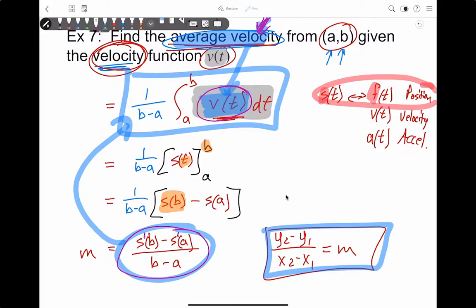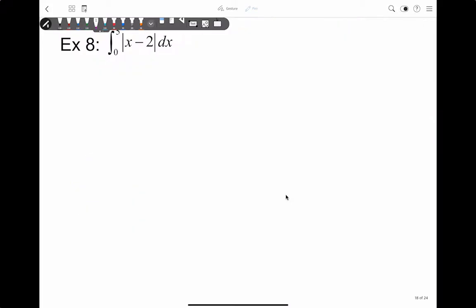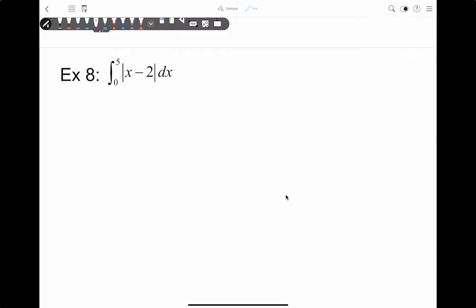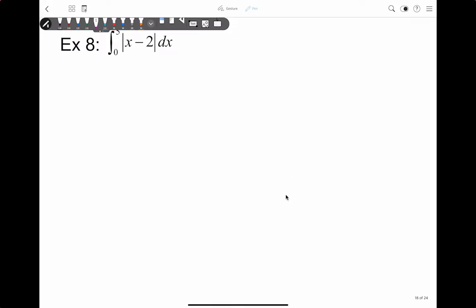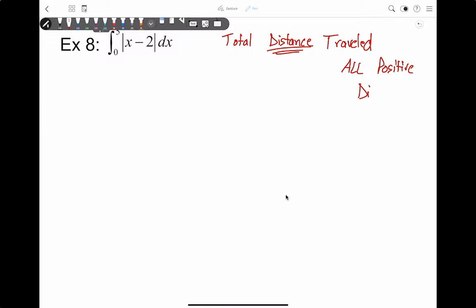Our next example problem, we have a total distance traveled interpretation. It's x minus 2, and it's from 0 to 5. The reason I know that it's total distance traveled, aka just distance traveled, well, remember, these are all going to be interpreted as positive displacements. So each displacement, whether it's positive or negative, when we have calculated them, we're going to take the absolute value before adding them all up together.